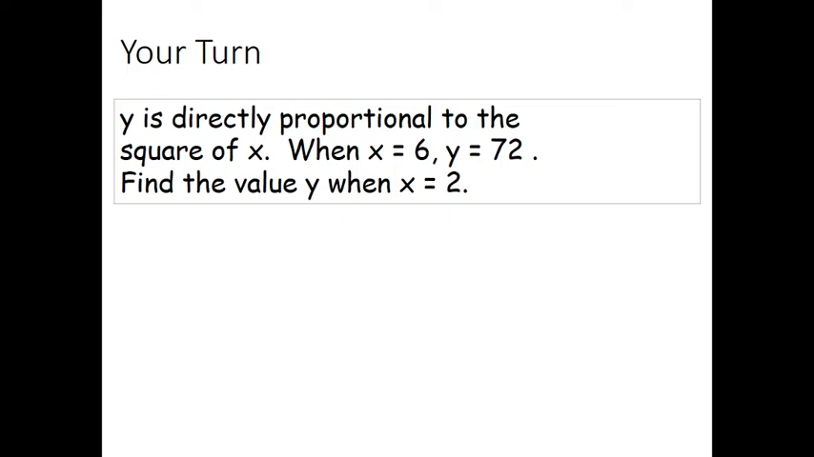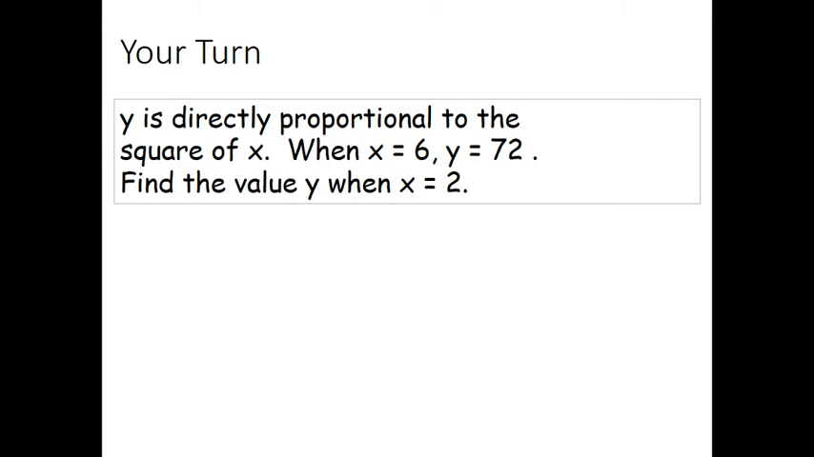It's your turn now. So Y is directly proportional to the square of X. When X is 6, Y is 72. Find the value of Y when X is 2. Follow the same process we did before and you'll be fine. Be back soon with the answer. Press pause.